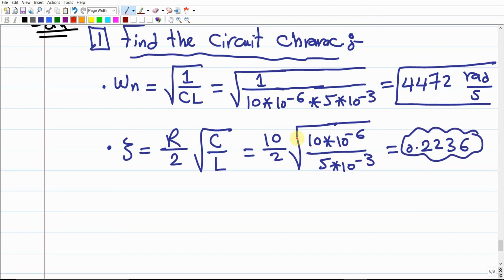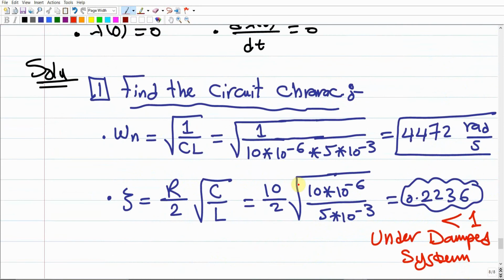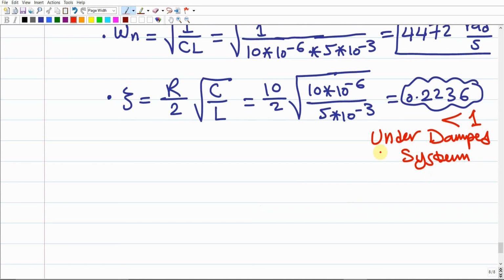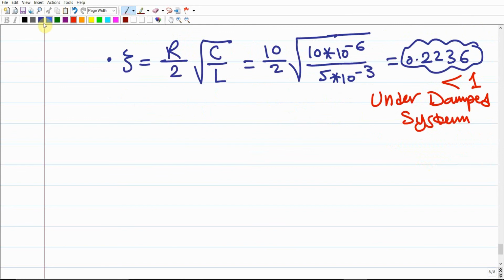As you can see, this is less than 1. It means, what is the type of this system? It should be an underdamped system. So what does it mean? It means that once we find the current function, based on this value, we expect that the amplitude of the current should be decreasing over time. Why? Because xi is less than 1, so we have an underdamped system. This indicates that the amplitude should be decreasing.